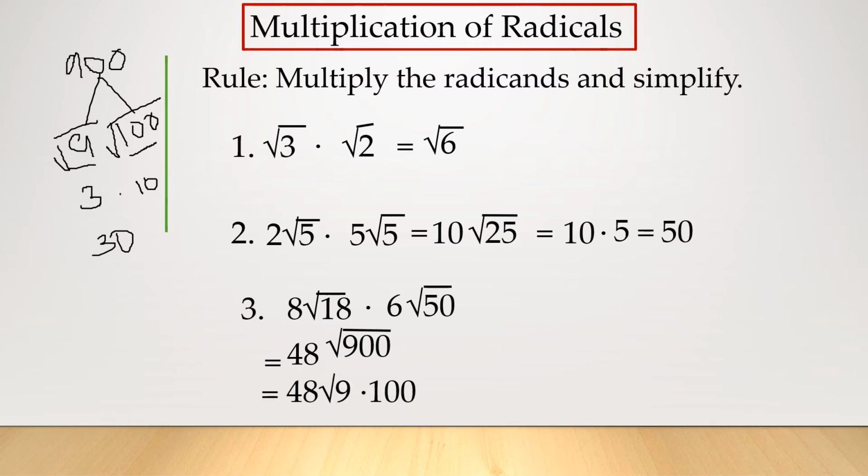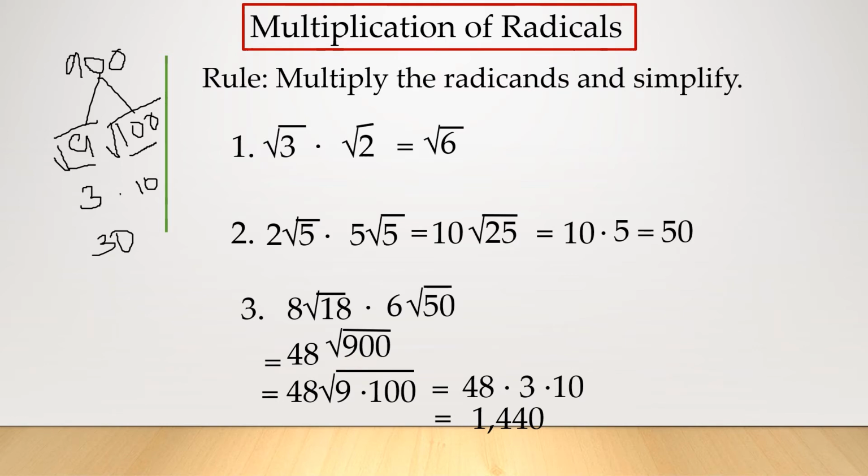Okay? So that is now 48, then 9 times 100, and get the square root. So 48, square root of 9 is 3, square root of 100 is 10. So multiply these three numbers, that is equal to 1,440. Or you can also do simplifying this one first before multiplying. Okay? That's another way on how you can get the product of this. In that case, your number inside will not get bigger.